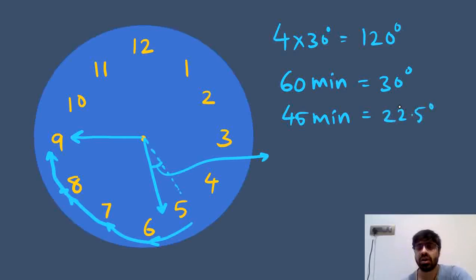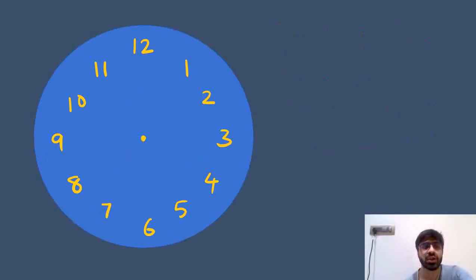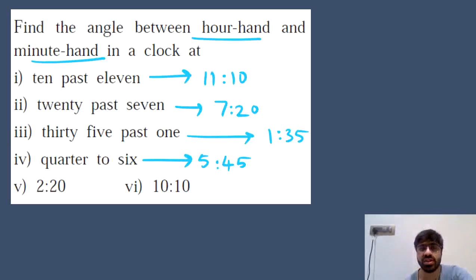22.5 degrees. So this small tiny angle here is 22.5 degrees, which needs to be subtracted from 120, and that will give us this angle, which will turn out to be what? 120 minus 22.5, that is 97.5 degrees. So when the time is 5:45, 97.5 degrees is the angle between hour hand and minute hand of the clock. I have taken 2 more examples. Let's complete those examples quickly, and that will be the end of this video.